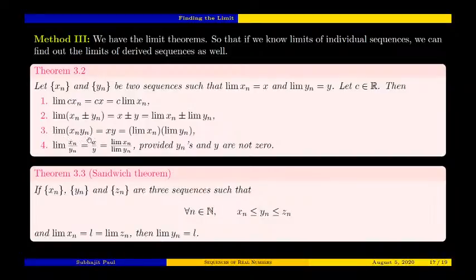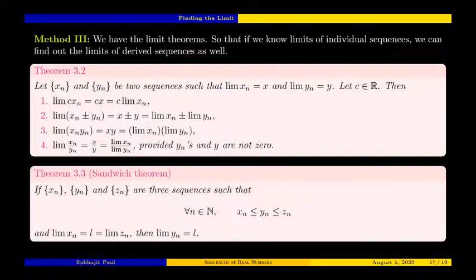The limit of xn into yn is xy, that is, limit xn into limit yn. And this is true for ratios as well. The limit of xn over yn is x by y, that is, limit xn over limit yn, provided of course yn and y are not 0.